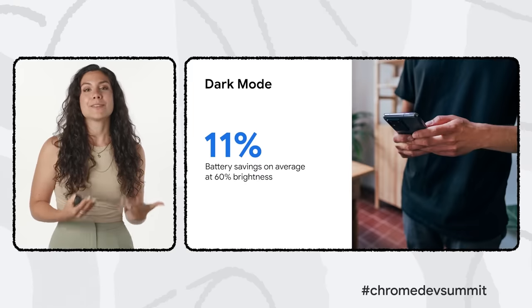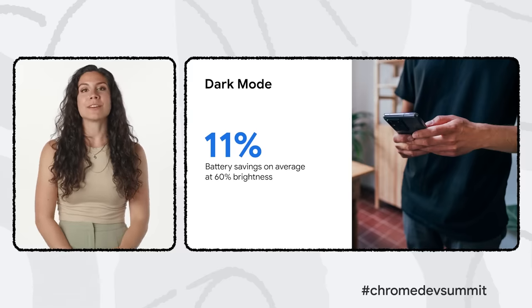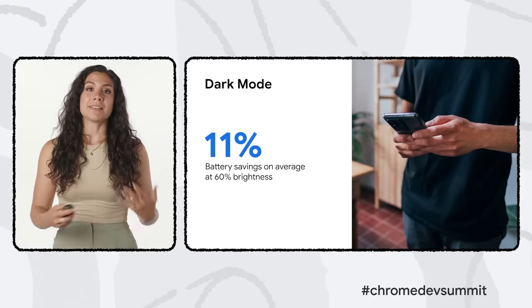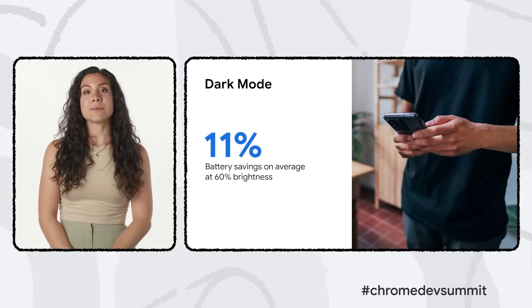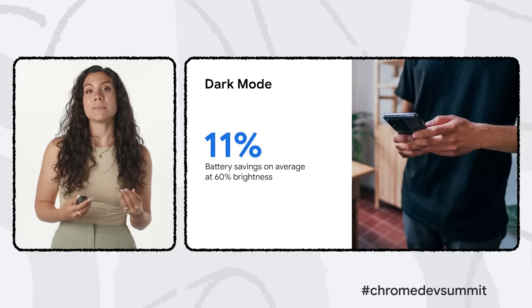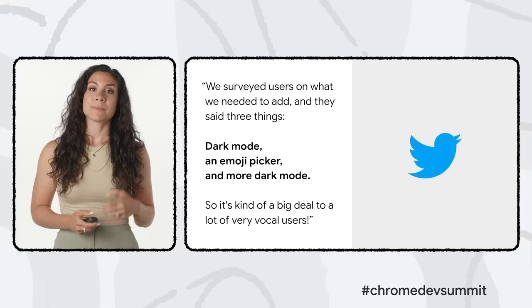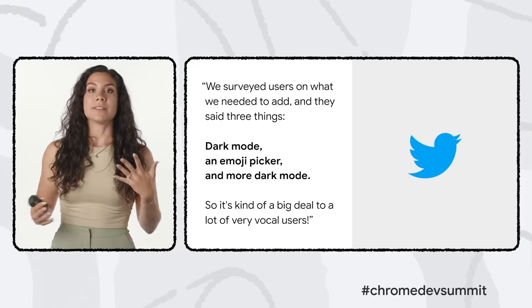Dark themes have shown measurable battery life savings over their light theme counterparts on OLED devices. In our lab study with a single Pixel 6 device, we found an indication that at 60% brightness, dark themes used 11% less power than light themes for OLED screens. And it's a feature that users love too.